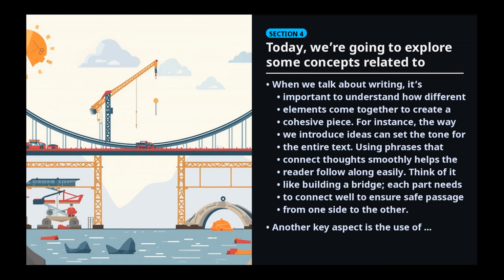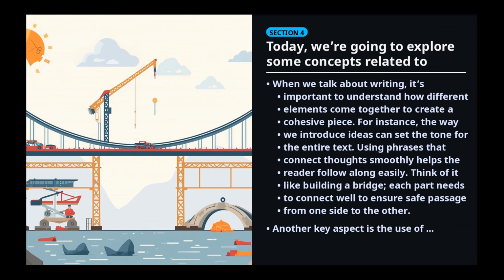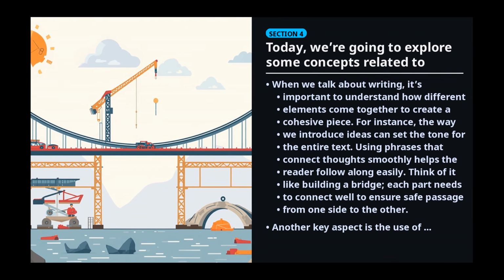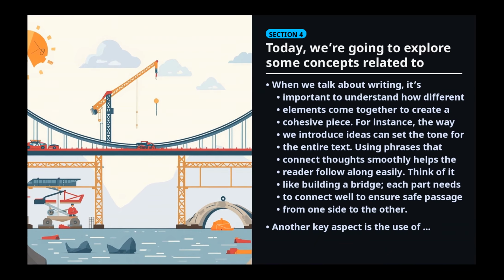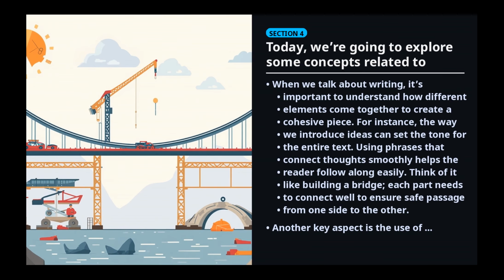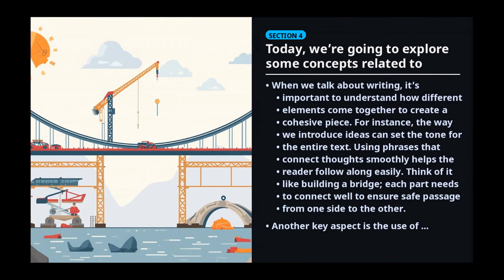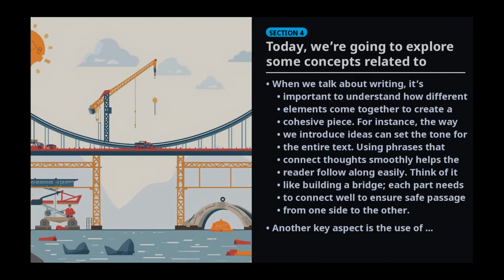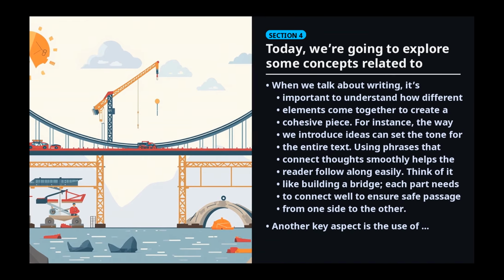Another key aspect is the use of transitions. These are words or phrases that guide the reader from one idea to the next. They help maintain the flow and make the writing more engaging. For example, if you were telling a story, using transitions like first, next, and finally can help your audience understand the sequence of events. In summary, effective writing relies on clear structure and smooth transitions to guide the reader through the text. This makes your ideas more accessible and enjoyable to read.